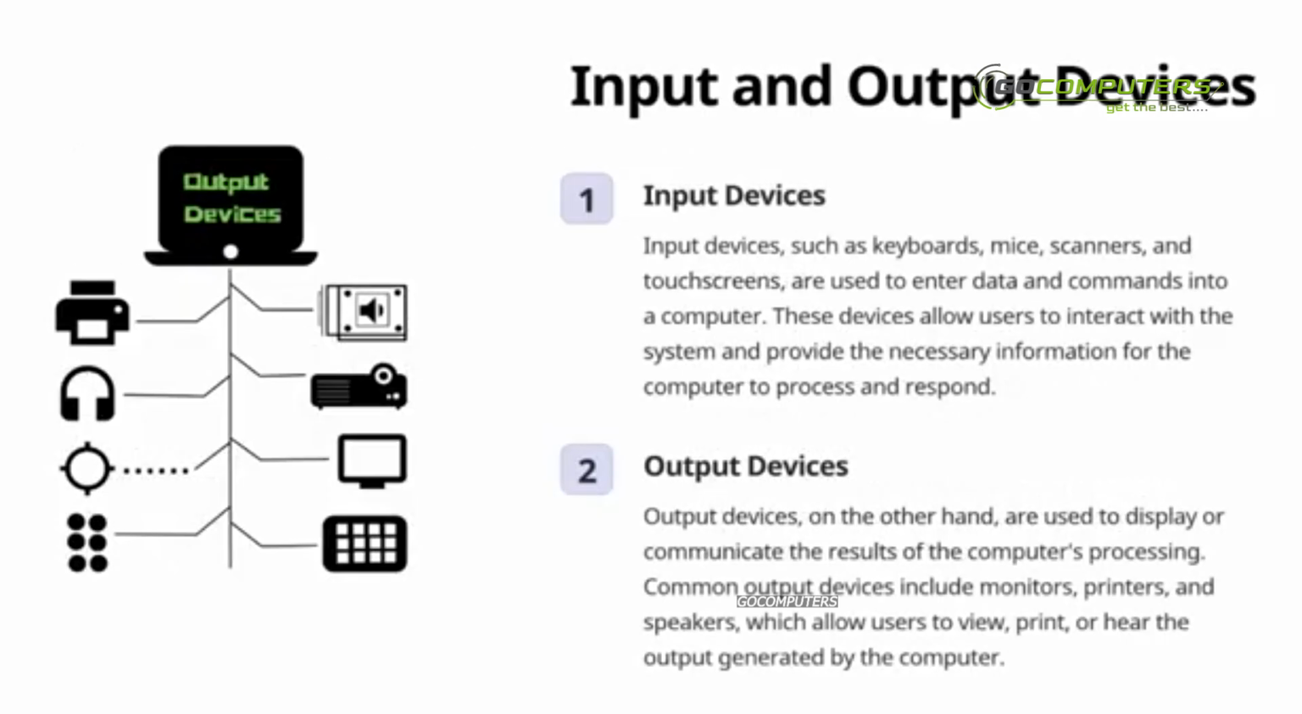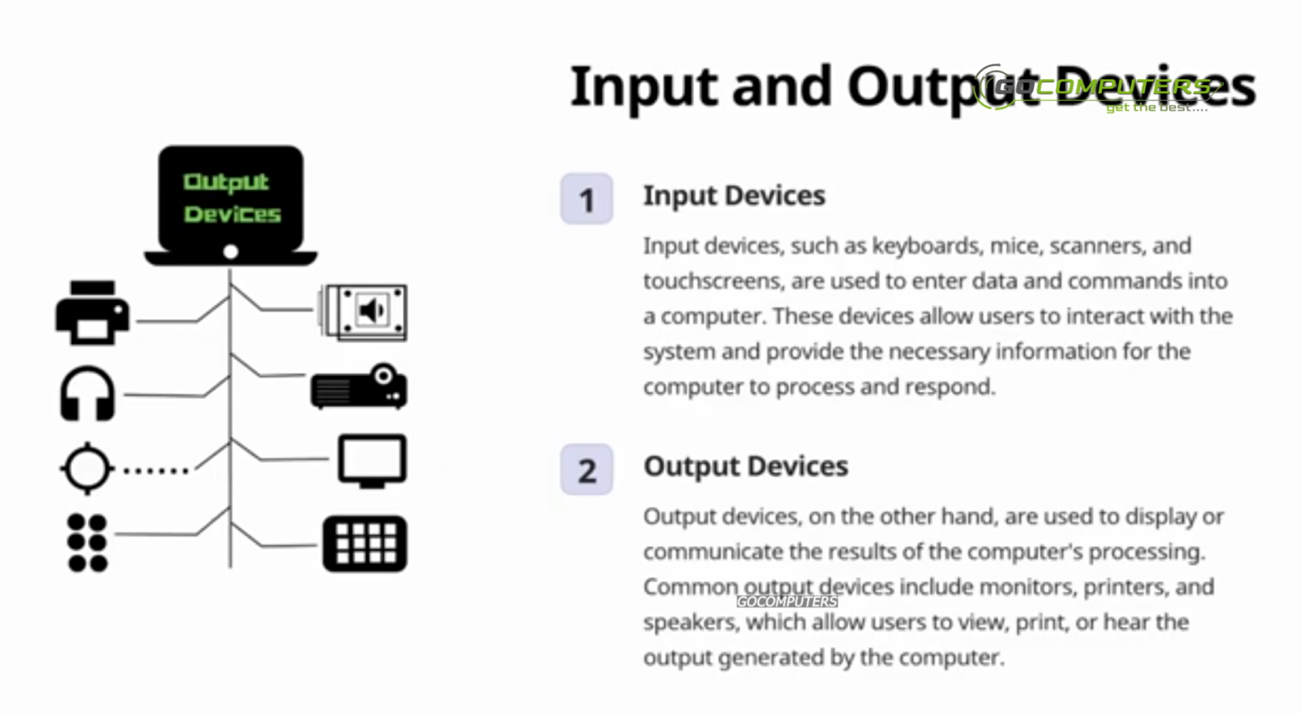Input and output devices. Input devices. Input devices, such as keyboards, mice, scanners, and touchscreens, are used to enter data and commands into a computer. These devices allow users to interact with the system and provide the necessary information for the computer to process and respond. Output devices. Output devices, on the other hand, are used to display or communicate the results of the computer's processing. Common output devices include monitors, printers, and speakers, which allow users to view, print, or hear the output generated by the computer.